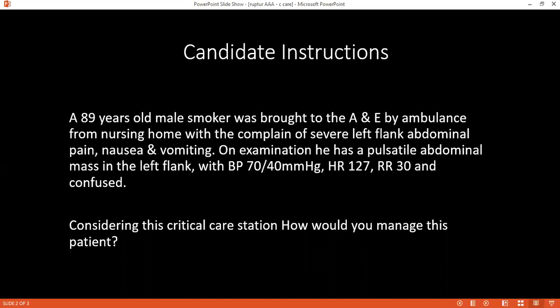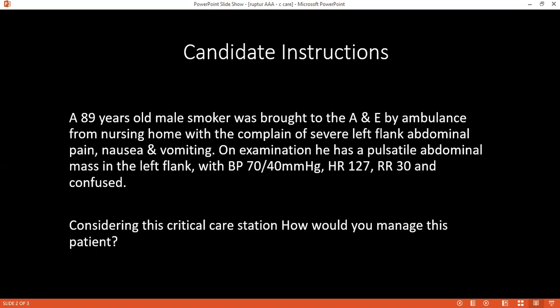I open two wide bore cannulas and collect some blood for plasma, full blood count, liver function test, blood glucose and other tests. Then I check the patient's GCS and expose the patient to see whether any abnormality is present or not. Then I catheterize the patient to monitor the urine output, then I go for investigation.